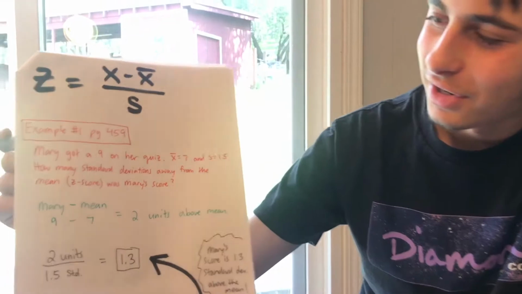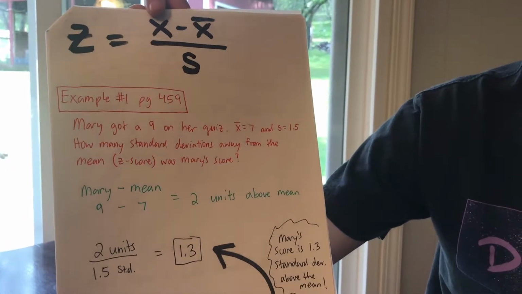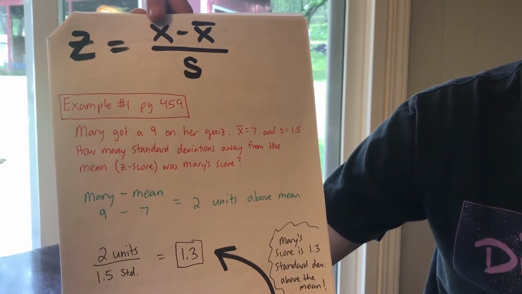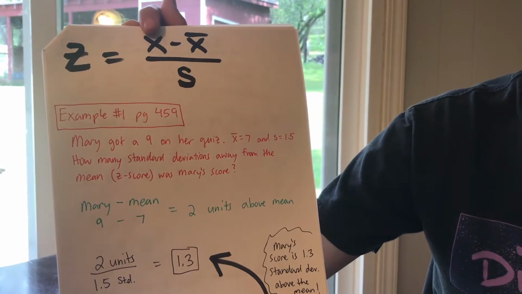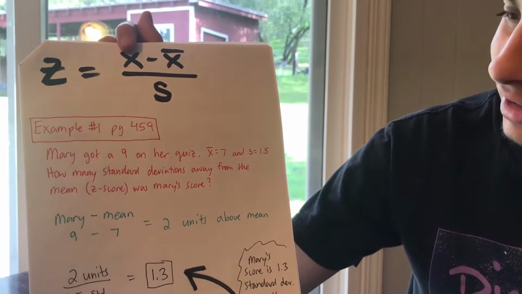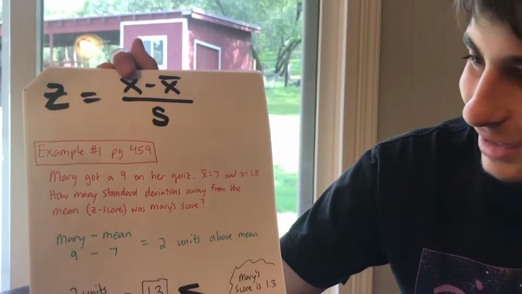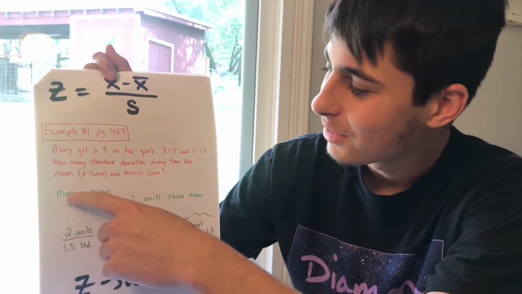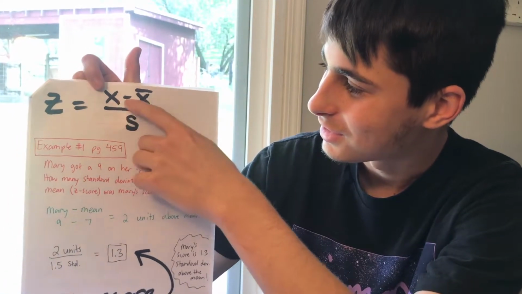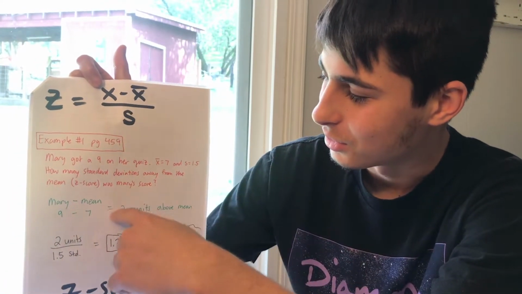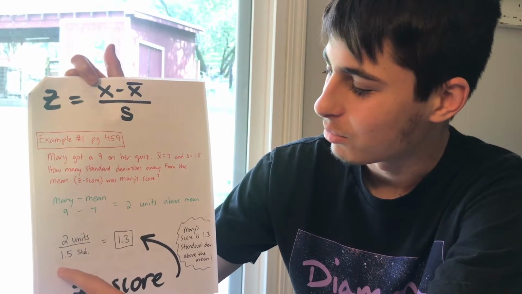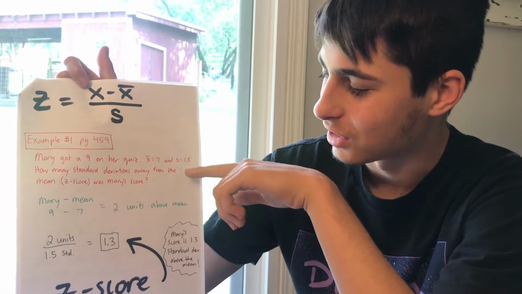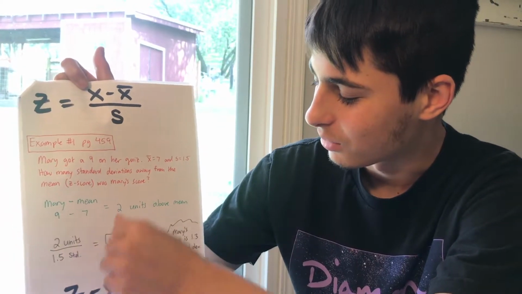If Mary got a 9 on her quiz, and the average is 7, and the standard deviation is 1.5, how many standard deviations away from the mean, the Z-score, was Mary's score? So you take Mary's score minus the mean, which is 9 minus 7, or 2, and you divide that 2 by the 1.5, which is the standard deviation, and get 1.3, which is the Z-score.